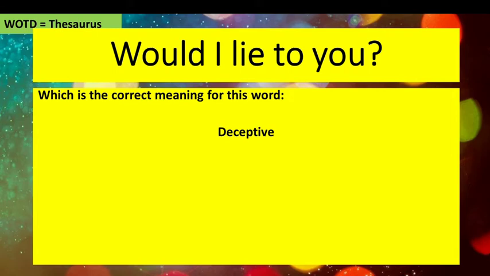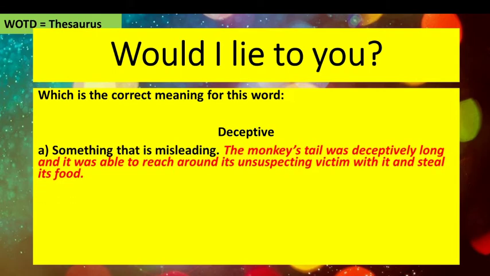My first potential meaning is A. Something that is deceptive is something that is misleading. My example sentence is, the monkey's tail was deceptively long and it was able to reach around its unsuspecting victim with it and steal its food. So that's my first potential definition of deceptive.